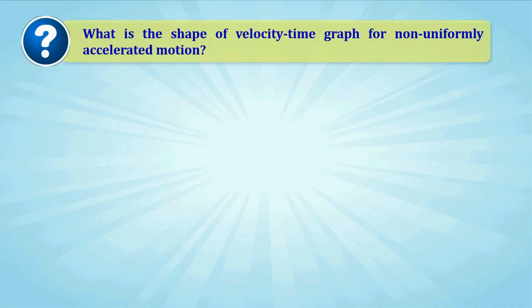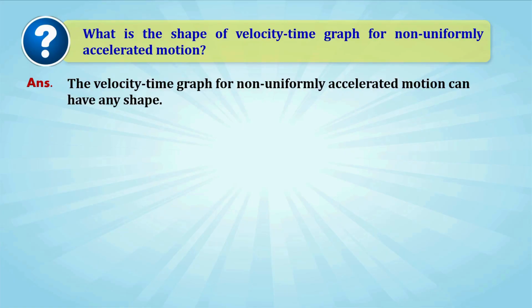Now let us consider another conceptual question. The question asks, what is the shape of a velocity-time graph for non-uniformly accelerated motion? Non-uniform acceleration means that the acceleration is not constant. Since acceleration changes with time, the velocity does not change at a constant rate. Because of this, the velocity-time graph will not be a straight line.